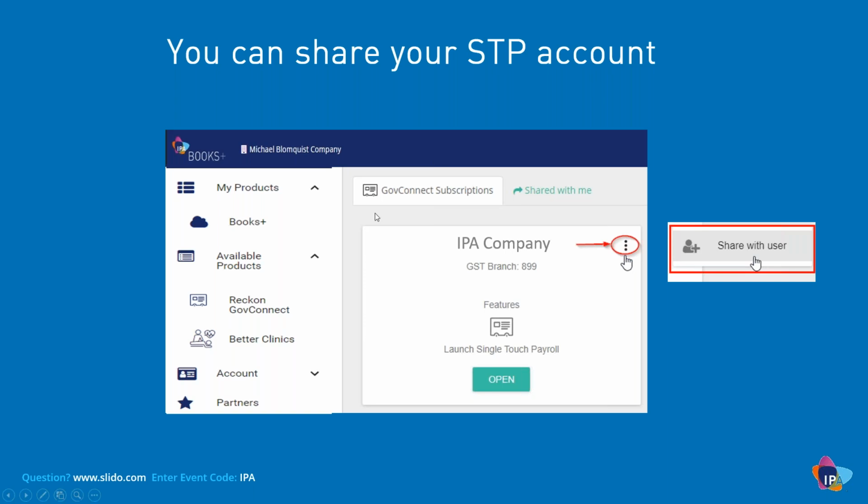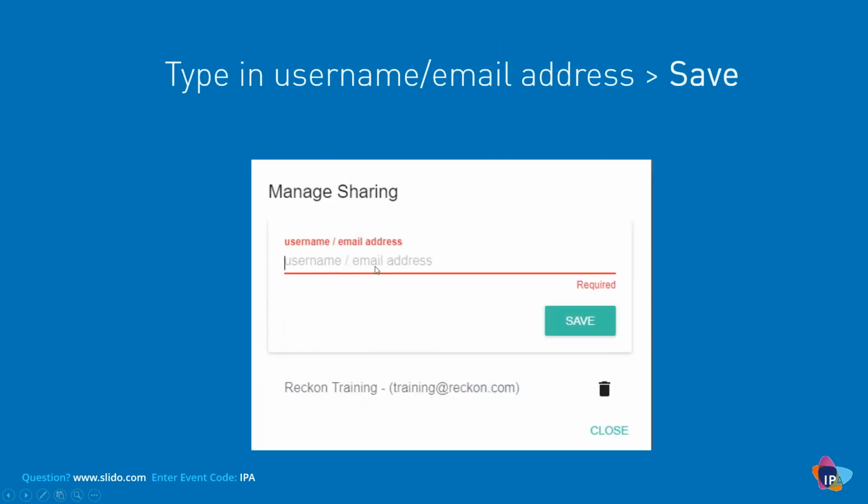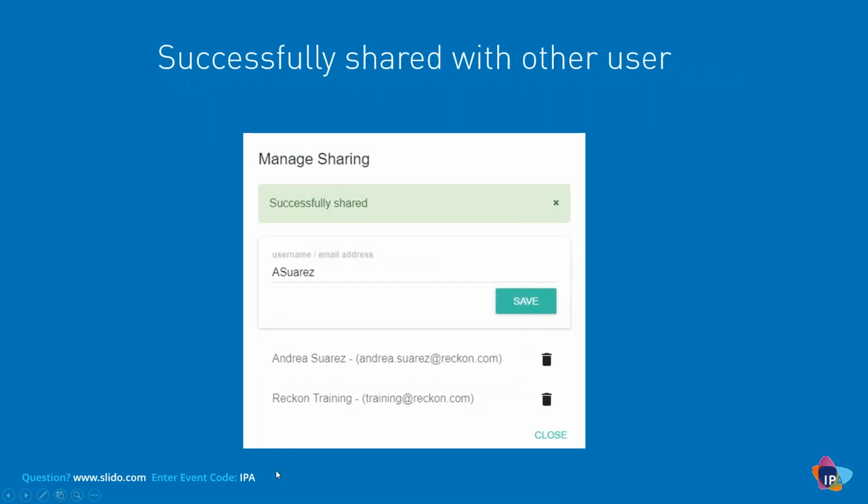So you just click on the three little dots on the book template and on the account template and select Share with User. And just enter the email ID that they use to log onto the Reckon portal, or username if they have one, and click Save. And then you'll see that additional user come up in this list of users to the portal.